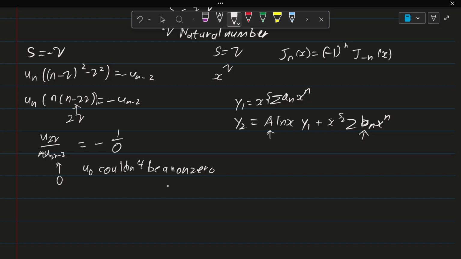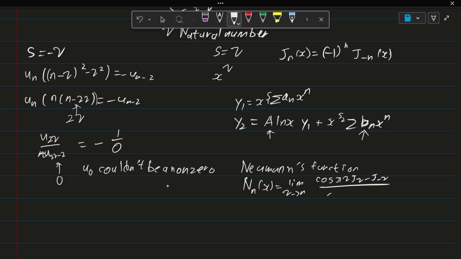So what's the second solution of Bessel's function? The second solution is something which you call the Neumann function, which I won't fully discuss as well. But the Neumann function is the solution of the Bessel function when nu is a natural number, the second solution of it, which is normally written as N_n of x. And it's the limit when nu goes to n of (cosine pi nu times J_nu minus J_negative nu) over sine pi nu.